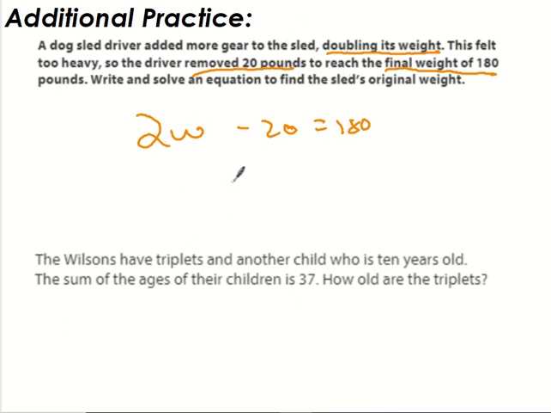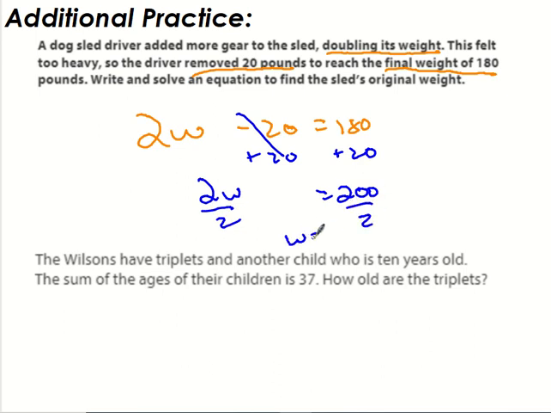So now we could solve this equation to figure out, well, what was the original weight? And then I can solve my equation by adding 20 to both sides. And then I can divide by 2 to figure out that his original weight was 100. So he doubled 100, added a bunch of gear to double his original weight of 100 to 200. Then he had to take away 20 because it was too heavy.